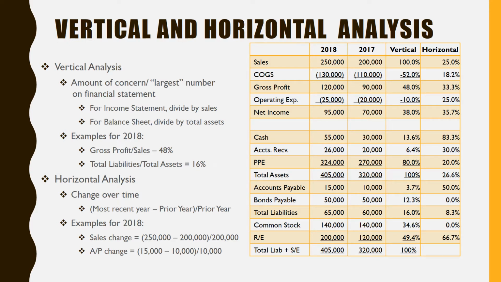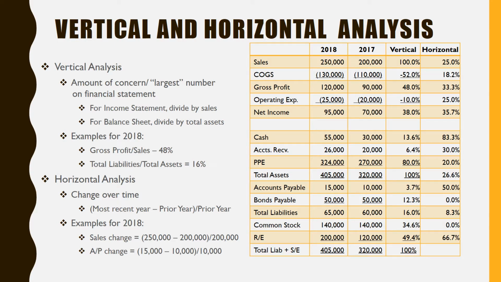For vertical analysis, this slide looks kind of busy, but I'll just go through a couple examples of each. So vertical, the amount that you're concerned about is always divided by the largest number on the financial statements. So on the income statement, that's going to be sales. On your balance sheet, that's going to be total assets.